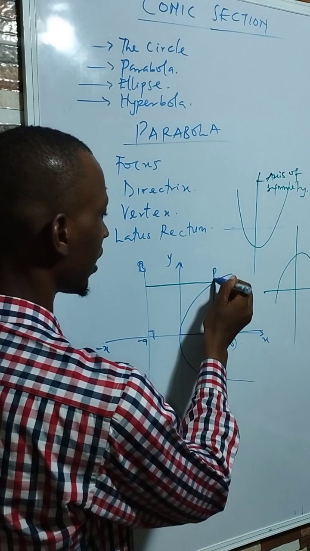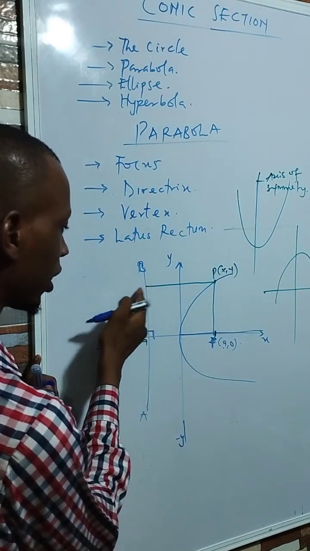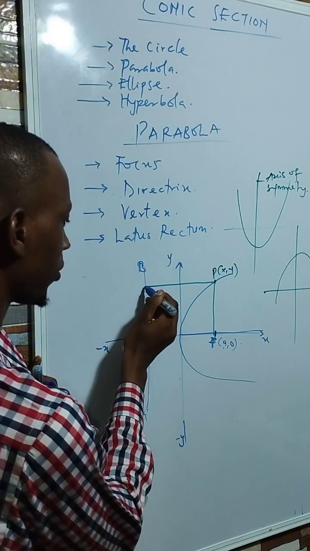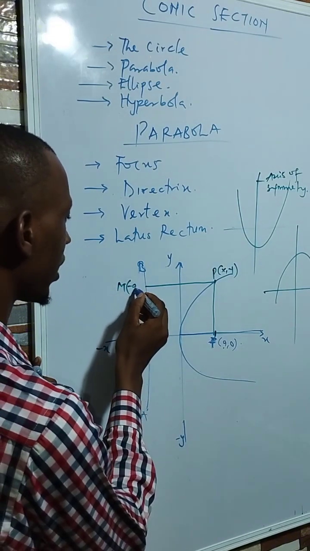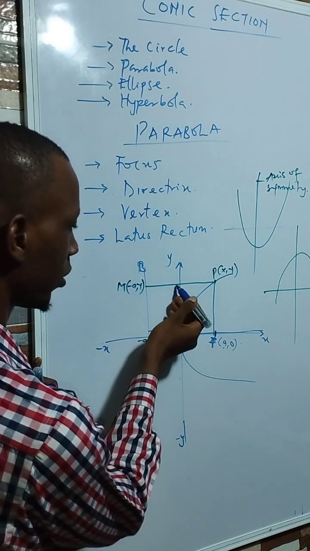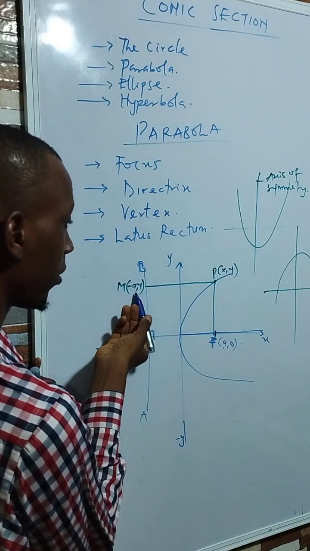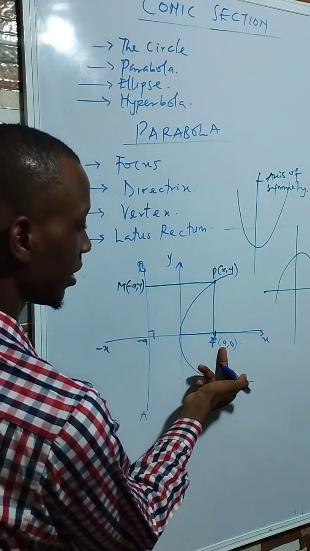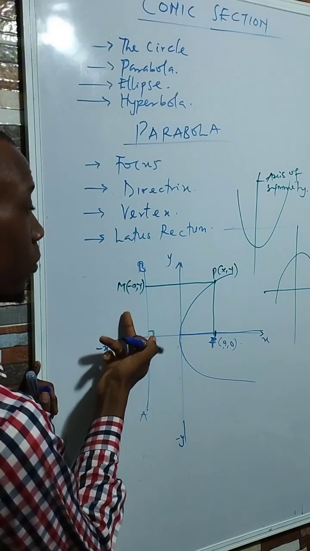If I label this space as P of x comma y, definitely at this point, let me call this point M. My point M here will be minus a comma y, because this space has a value of y. So I say minus a comma y. So if here is a, then the directrix here is x equals minus a.